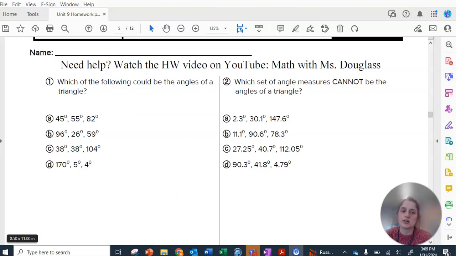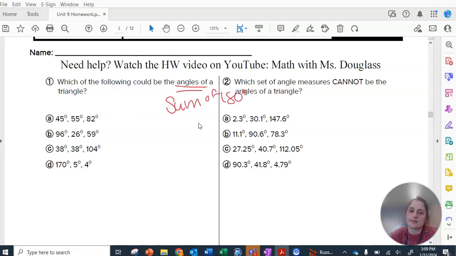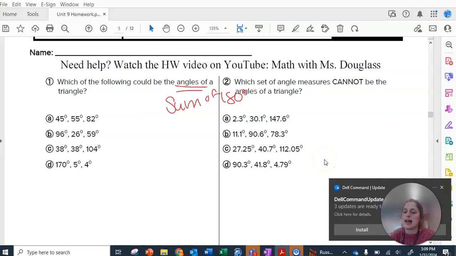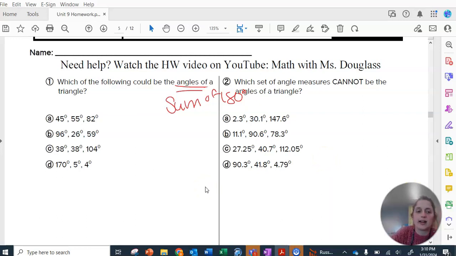When you see the degrees, or when you read the directions and they say the word angles, you have a different rule to check if 3 angles make a triangle. And that is that they need to have a sum of 180 degrees. Nothing above that, nothing below that, only exactly that. So to check these, you need to add each option. 45 plus 55 plus 82. Does that make 180? If the answer is yes, you can make a triangle with that. If the answer is no, you did not make a triangle.